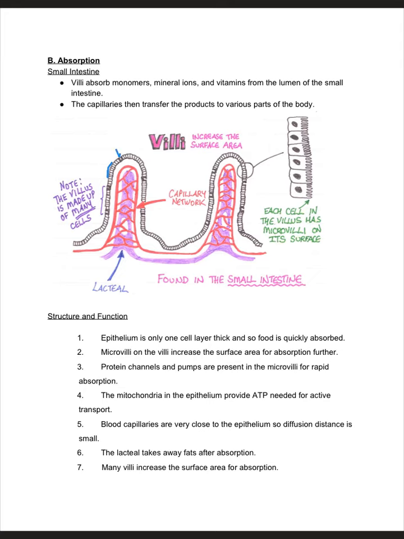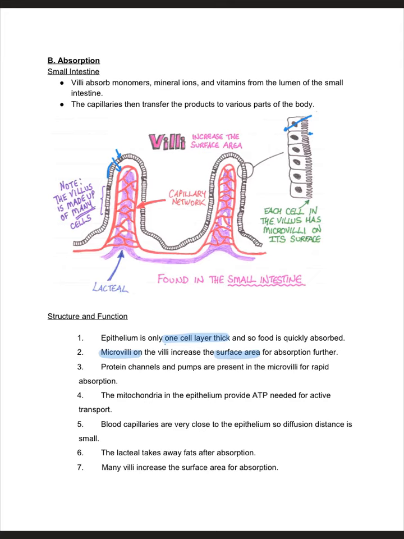If you look at the epithelium here, they're one cell thick, so again, that decreases the diffusion distance. The food only has to diffuse across that into the blood vessels. If you look even closer, you see the microvilli. Again, increased surface area, so even faster diffusion through there. And these are the little microvilli.